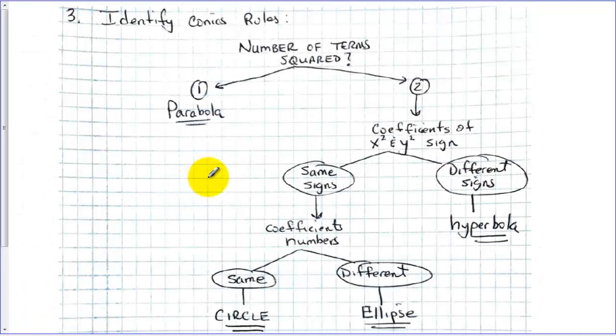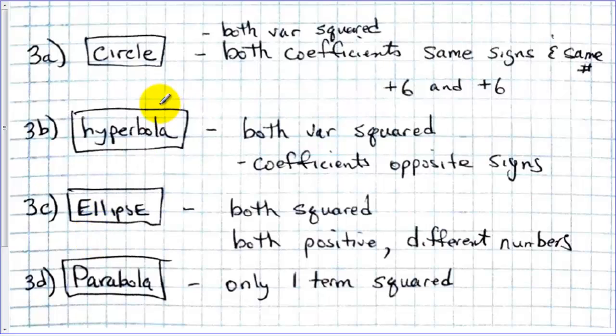The next part of your assignment was to identify the rules for determining what type a conic in quadratic form is. We've reviewed this in class, so I've just shown this here. And we had some problems here. So 3a was a circle because both the coefficients of the x squared and the y squared were the same sign, both plus 6 and minus 6, and the same number. 3b was a hyperbola because there were 2 terms squared, and the coefficients were opposite signs, one positive, one negative. 3c is an ellipse, both were squared and both were positive with different coefficients. And finally 3d was a parabola, only one of the terms was squared.